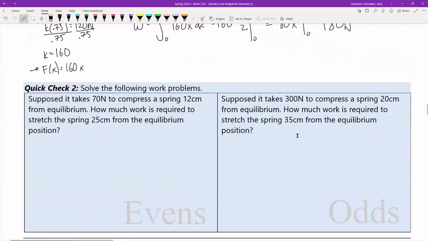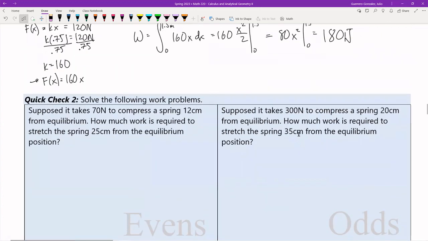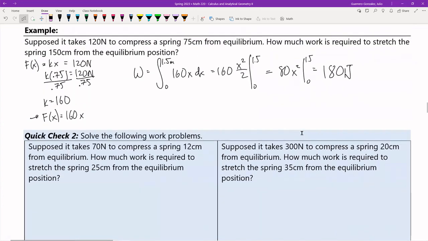Next up is your quick checks. Go ahead and try these out. Like I said, follow the example. It's not too far off. All right.